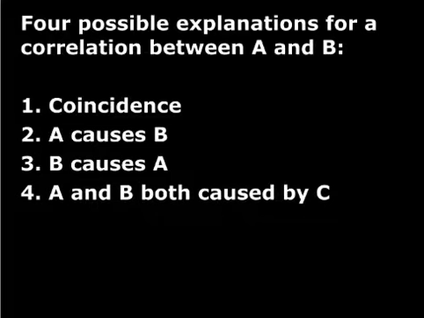Another thing that could explain a correlation between A and B is that A causes B. Now that's the thing we're trying to establish, let's say, by doing science. We're trying to establish that the compound causes remission. Okay, so that's also an explanation. But there's two more. Maybe B's causing A, right? That happens sometimes.